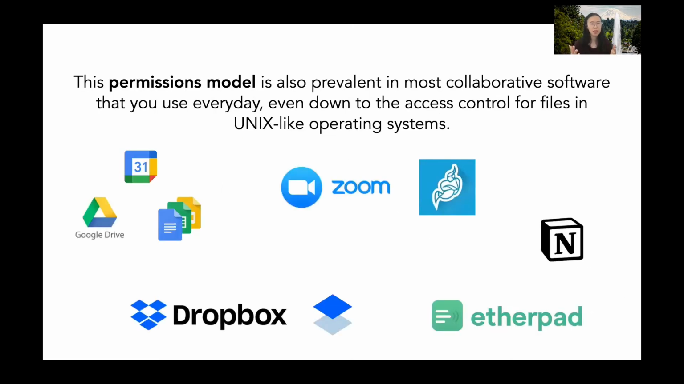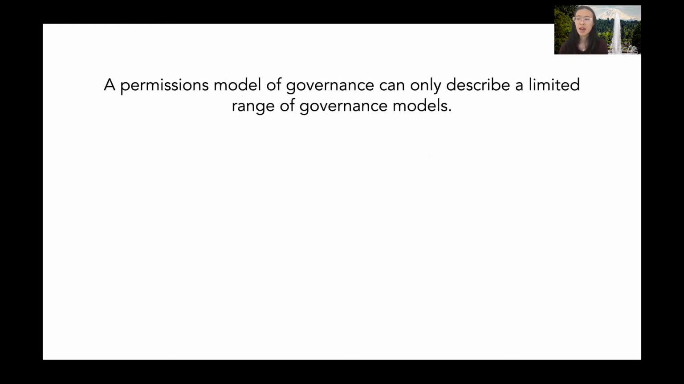And this roles and permissions model is prevalent in lots of different software out there, not just community ones, but also collaborative ones, such as file sharing platforms, collaborative document editing platforms, even down to the access control for files in Unix-like operating systems, which is where this pattern first emerged embedded in software. And this roles and permissions model in collaborative software is so ubiquitous that we take for granted how actually opinionated it is and how it encodes a particular set of values.